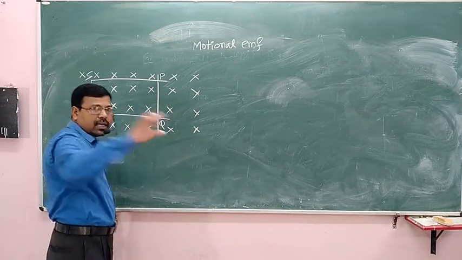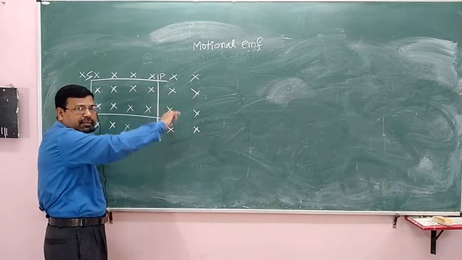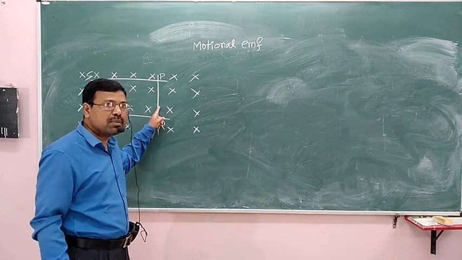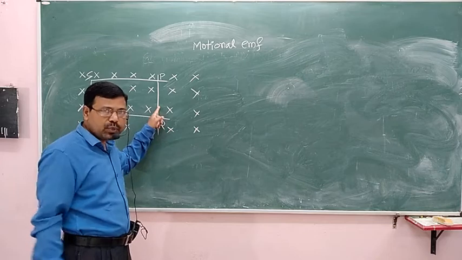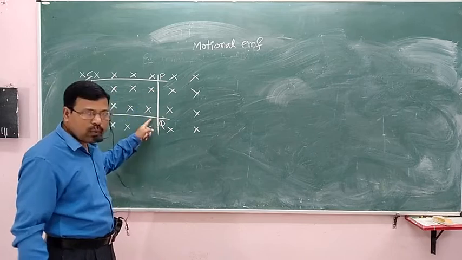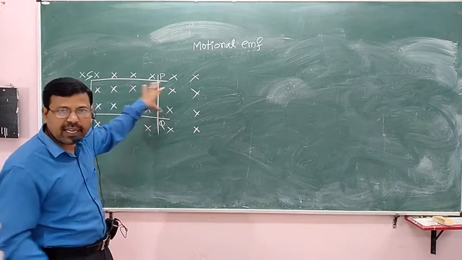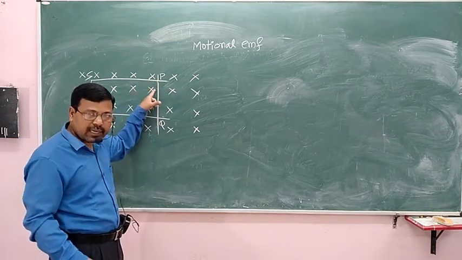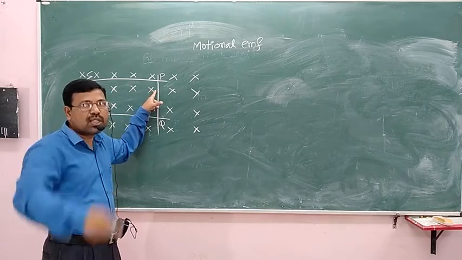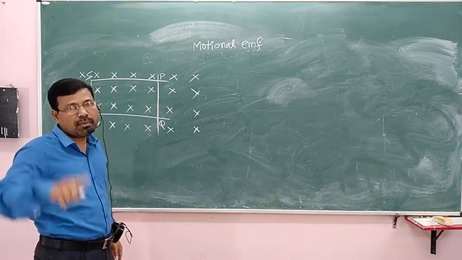So whenever this conductor PQ moves freely in the magnetic field, the magnetic flux linked with the conductor changes, and induced EMF is produced. That induced EMF is known as motional EMF. I repeat, whenever the conductor PQ moves in the magnetic field, the flux linked with it changes, induced EMF and induced current are produced. That EMF is called motional EMF.